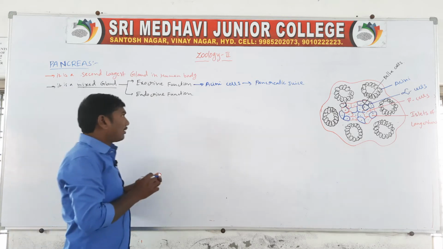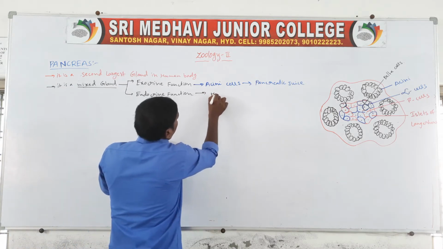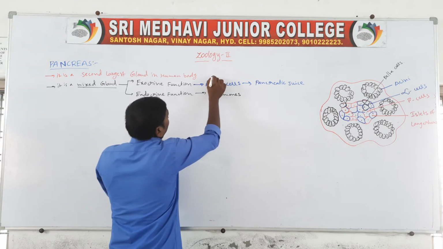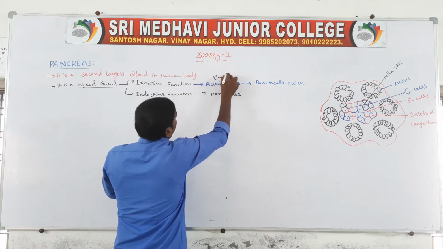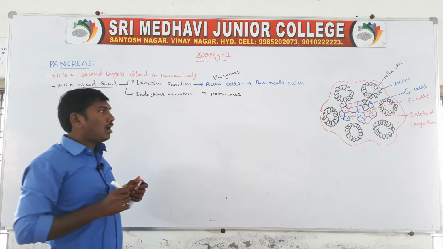Next, endocrine function. In the endocrine function, hormones are released. In the exocrine function, enzymes are secreted. So in the endocrine function, the secretion is hormones.